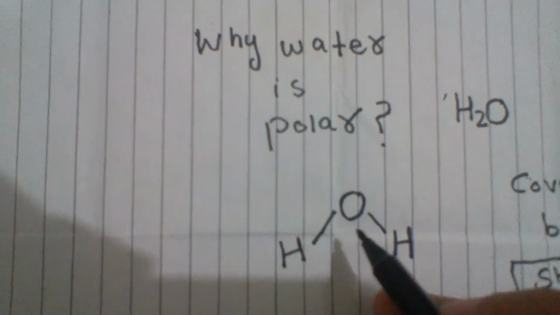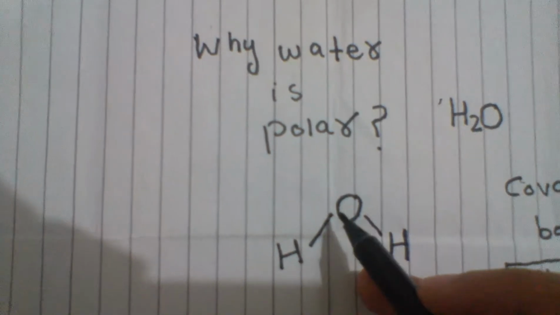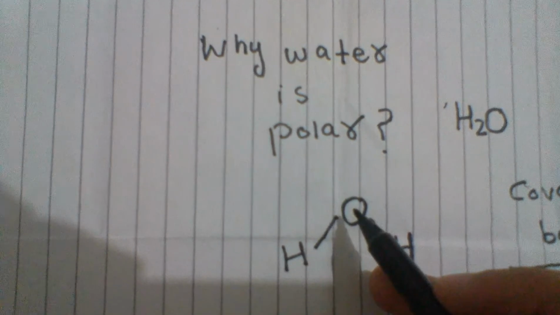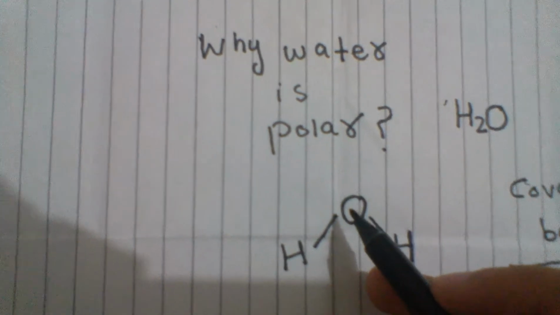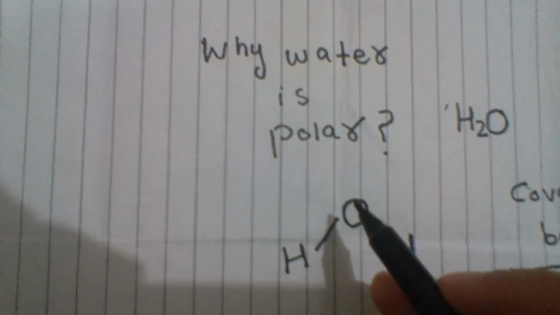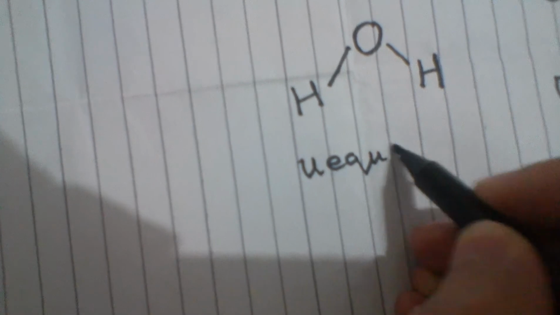Water is a covalent compound where oxygen is sharing electrons with hydrogen, and hydrogen is sharing electrons with oxygen. So it's a simple covalent compound, but it's a polar covalent compound because there is unequal sharing of electrons.